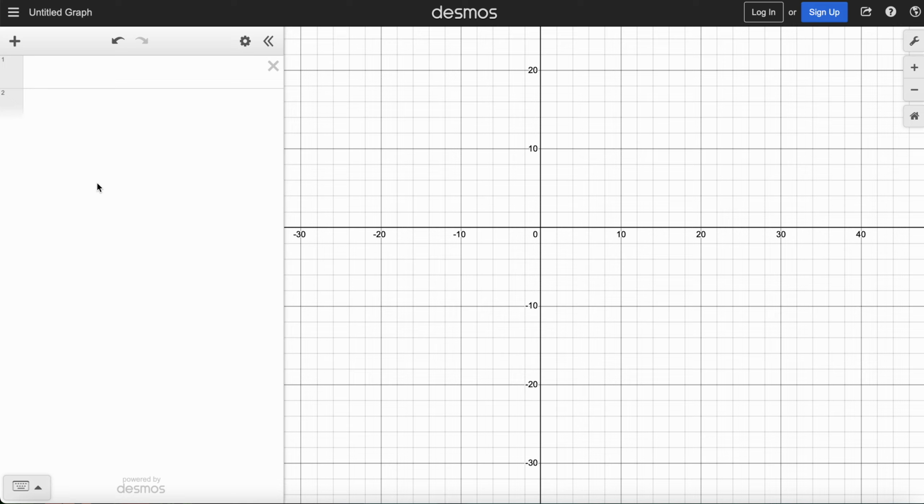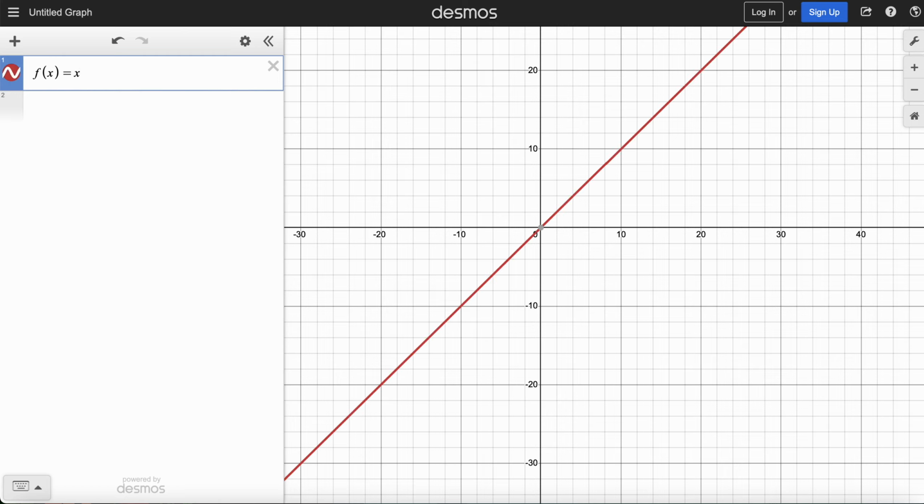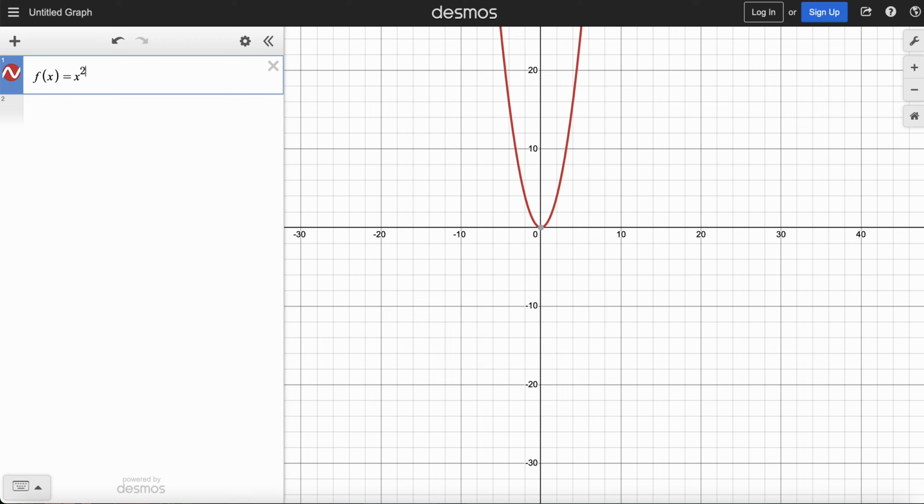To make a quick video using a simple function to show why -6 squared equals -36, and why those parentheses are extremely important and change the entire problem. So the function we're going to be using is f of x equals x squared.